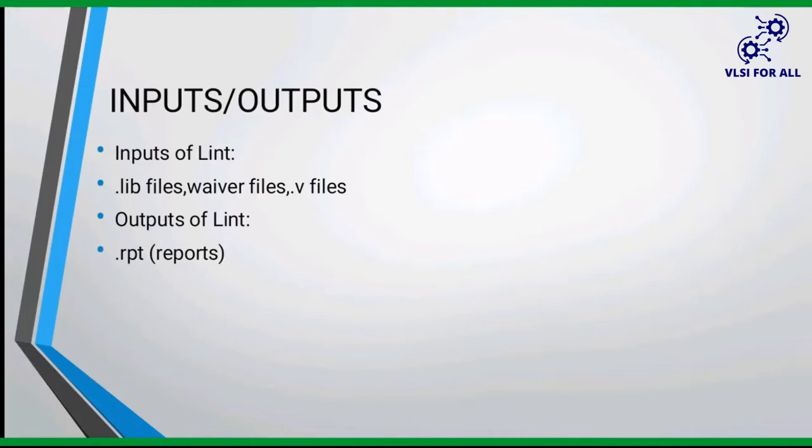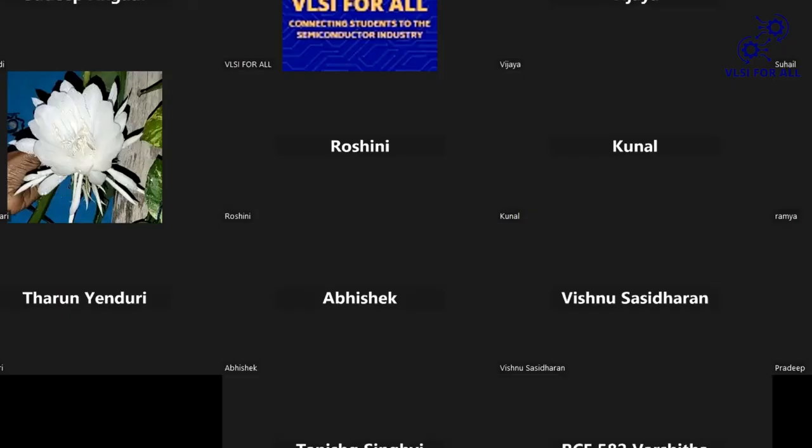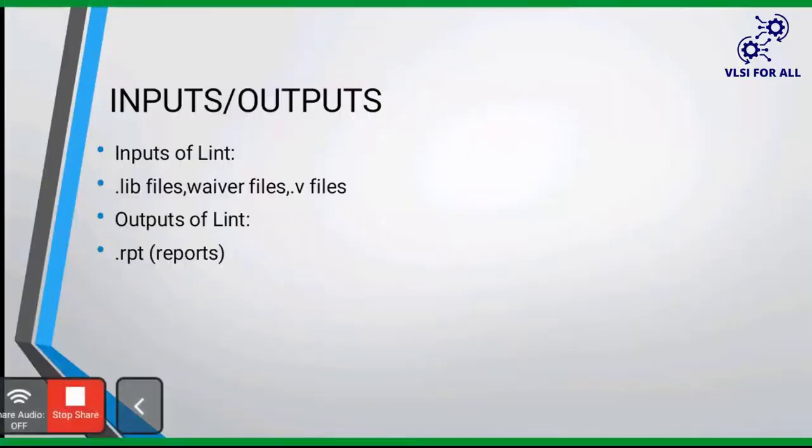The output: the tool runs, it will check all the static checks and do all the process, and finally it gives some output, right? So what output we are getting is a report. In that report, if there is an error we can find it out, and all the reports are thrown by this lint. Yeah, report files are the outputs of lint.